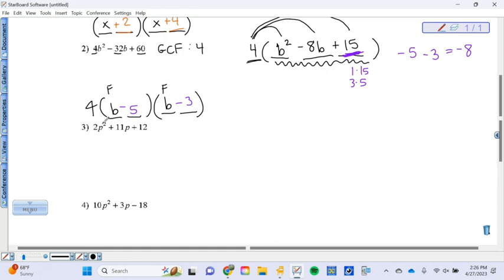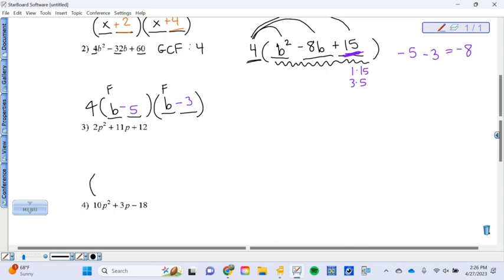Number 3, so I have a number out in front, don't I? Do I have a greatest common factor? Could I factor something out? No. The 2, no, because I can't take a 2 out of 11. Well, I could, but then I'd end up with a decimal, and nobody likes decimals. Well, then it's not going to be equivalent anymore. We have to leave the 2 this time.